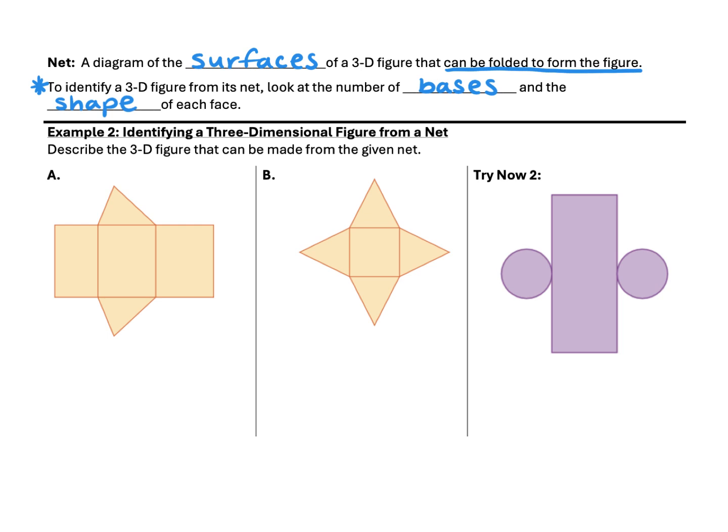Notice that in problem A, there are 2 triangles and there are 3 rectangles. Now the 3 rectangles connect those triangles together. So I have 2 congruent triangle bases. And then the lateral faces, which is the rest of the figure, are rectangles.